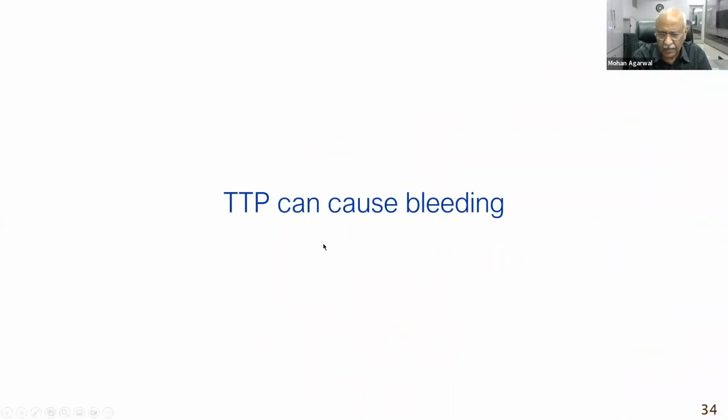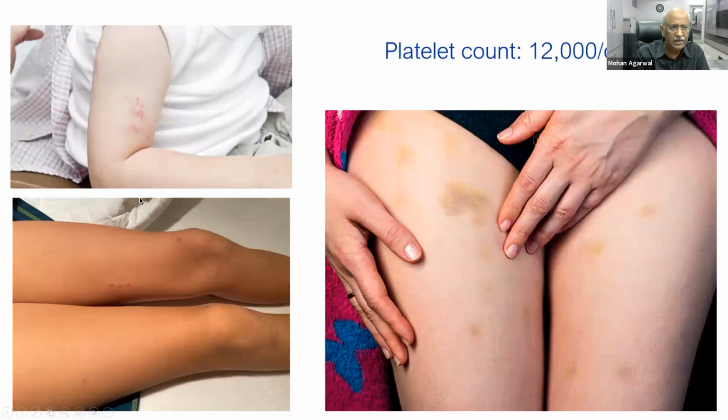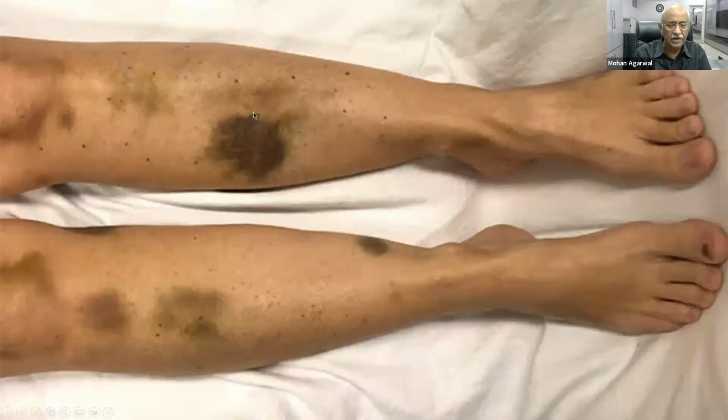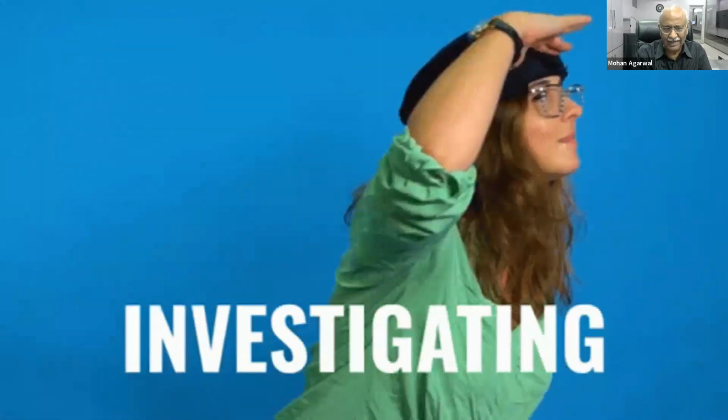I mentioned that the TTP, besides thrombi, can cause bleeding. And this bleeding can be into organs like the heart. It can be in the skin, as you see over here. And if the platelet count is very low, there can be large bruises. By now, you must have understood how to investigate these patients.